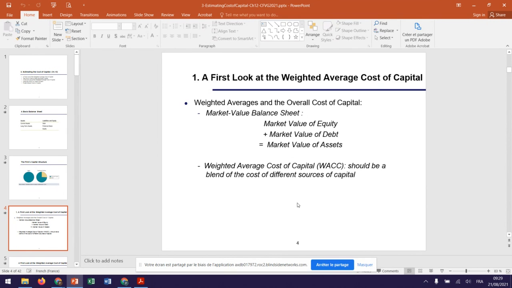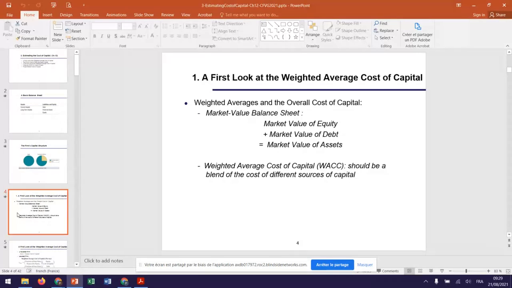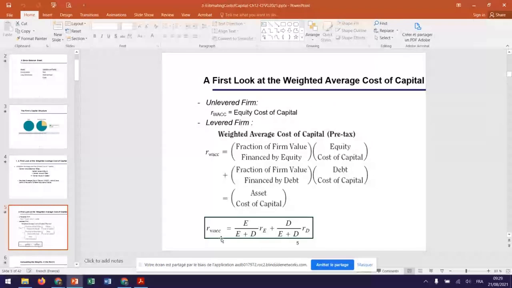Now, we are interested in calculating the weighted average cost of capital. When a company has D, which means it has debt, we call this kind of firm a levered firm, a firm that uses debt in its financing. You calculate the weighted average using the fraction of firm value financed by equity multiplied by the equity cost of capital, plus the fraction financed by debt multiplied by the debt cost of capital, and then you get the asset cost of capital. You use your calculated WACC as a proxy of the asset cost of capital. Everybody understands what proxy means, right? We use it as an estimate.